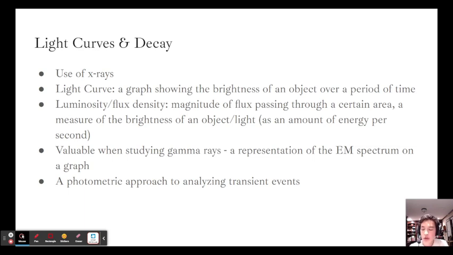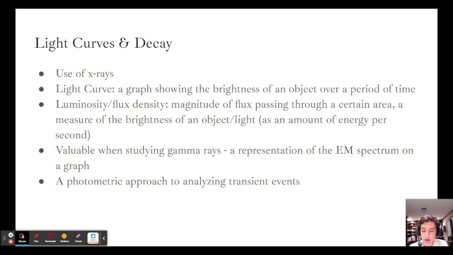For kilonovae, we used a data set by Kei Mukai, which is an article by a well-known astrophysicist that samples data from kilonovae. And the energy band in which we performed our experiment was in the general range of 0.2 to 10 kilo electron volts. And so a light curve in our experiment is defined as a graph showing the brightness of an object over a period of time. For example, comparison of luminosity versus time.